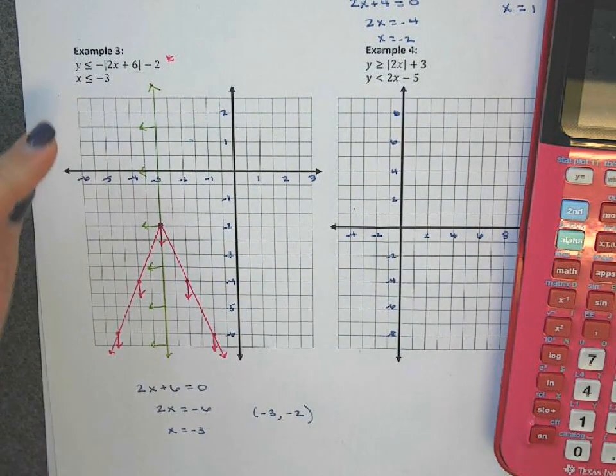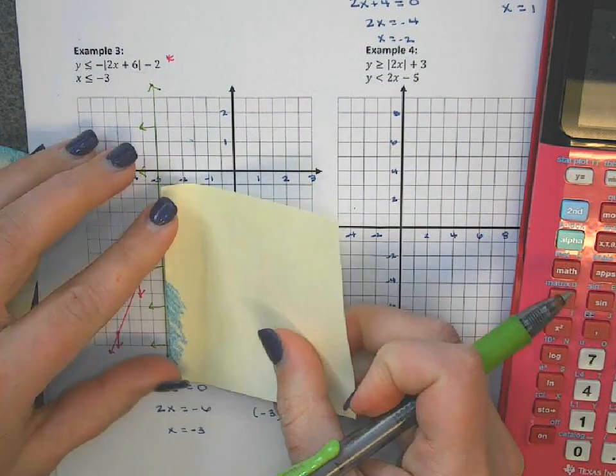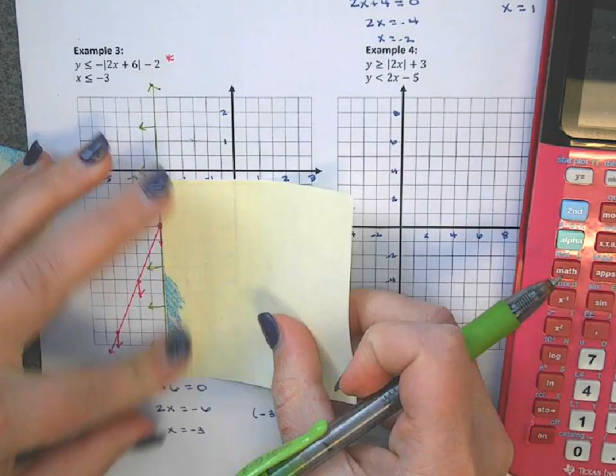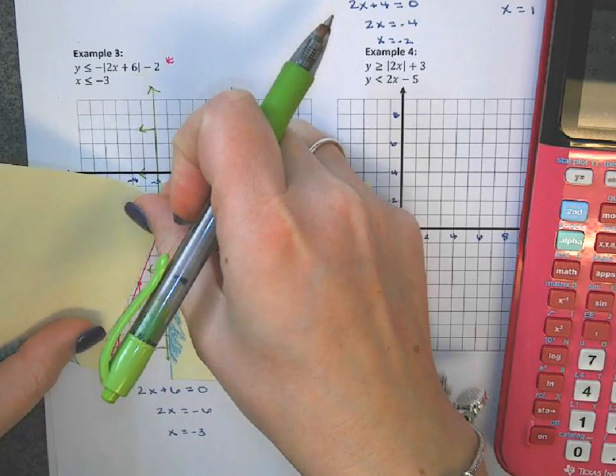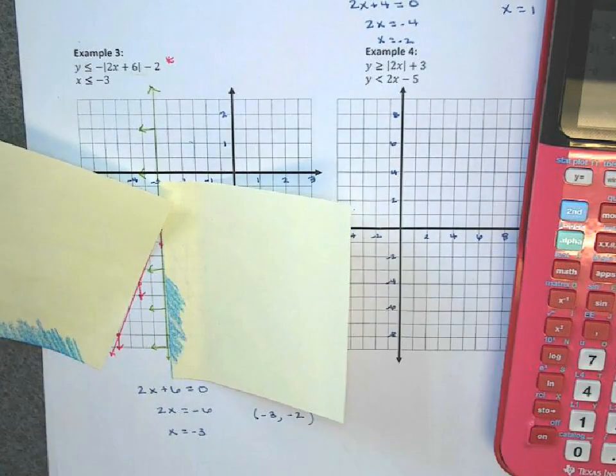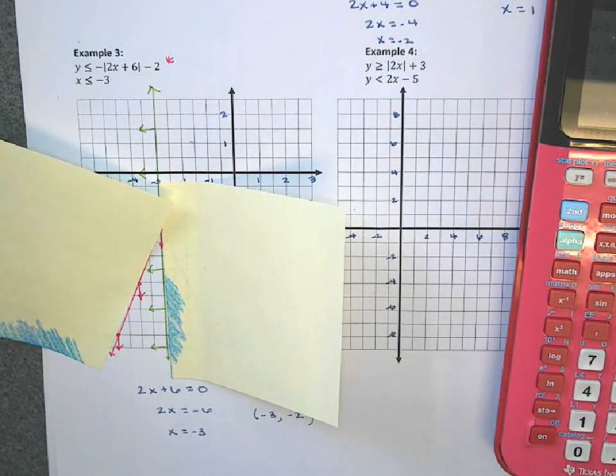So I'm going to use my Post-it notes. I'm going to cover up on this side of the green. I'm going to cover up on this side of the pink. And that region right there is going to be my solution.